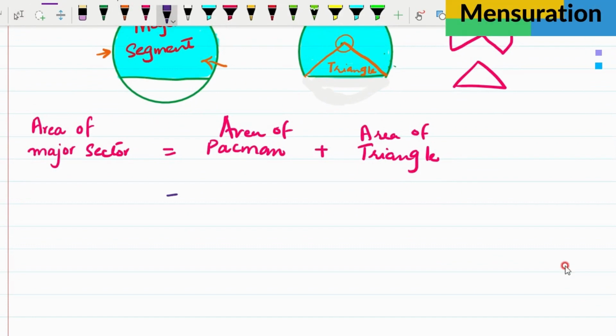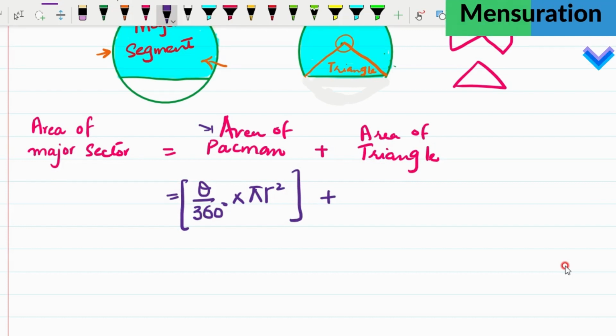That is pretty easy. Area of Pac-Man is what? We just learned theta over 360 times pi r square. Alright. And what is the area of the triangle? As you know, in this triangle we do not have any height. Height and base are not given here. So we need to use sine theta. So 1 over 2 r square, or you can say the neighboring sides of the angle, times sine theta.